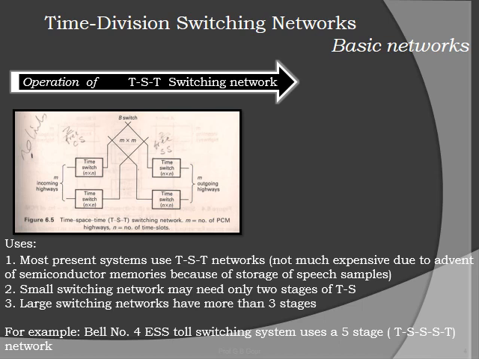So the applications are: most present systems use TST, which is not much more expensive due to the development of semiconductor memories for storage of speech samples. A smaller switching network is required, more compact. Large switching networks can be built like TST. Along with that, you can also have TSTST, triple S, like that. That is the advantage of this. An example is the Bunyan 4E triple S.